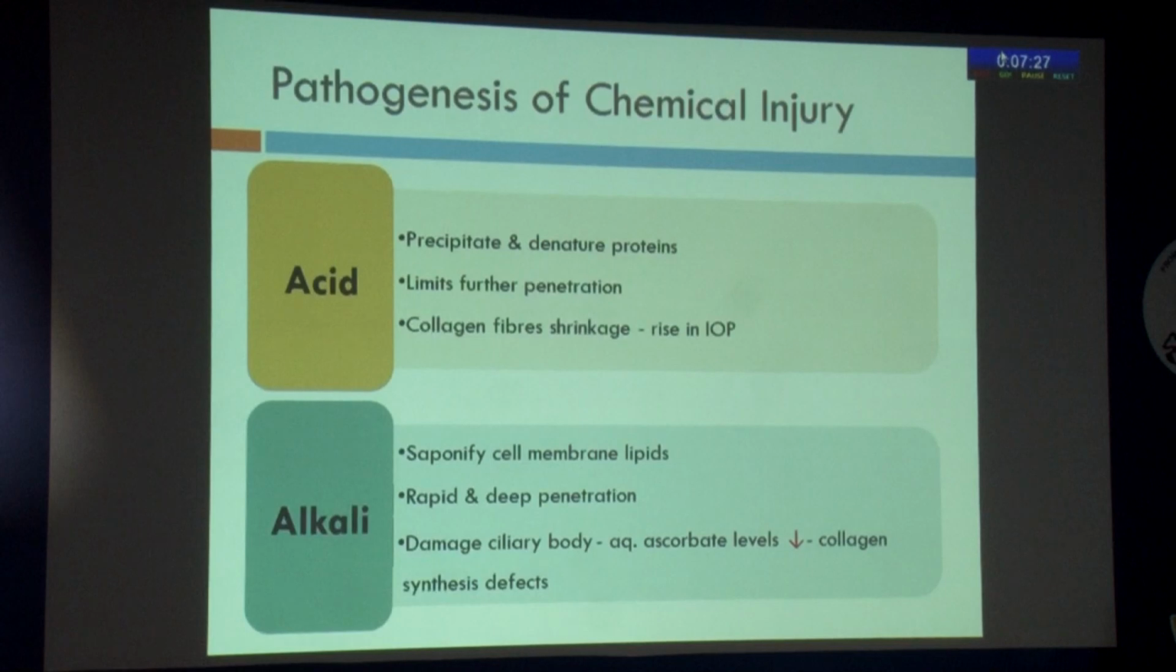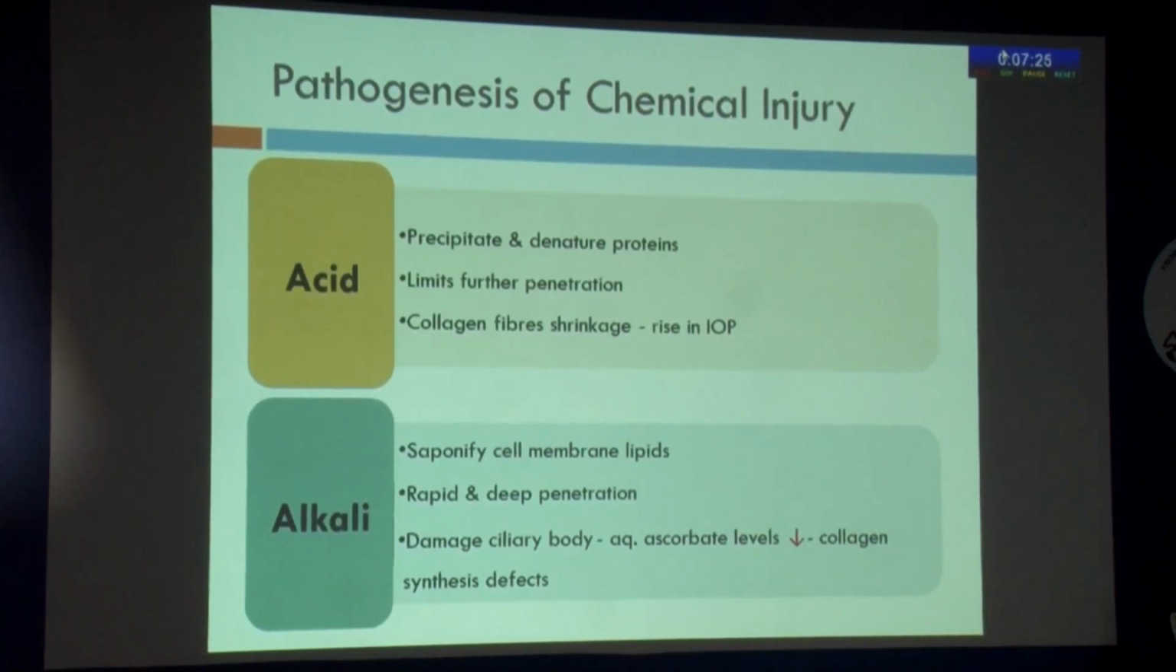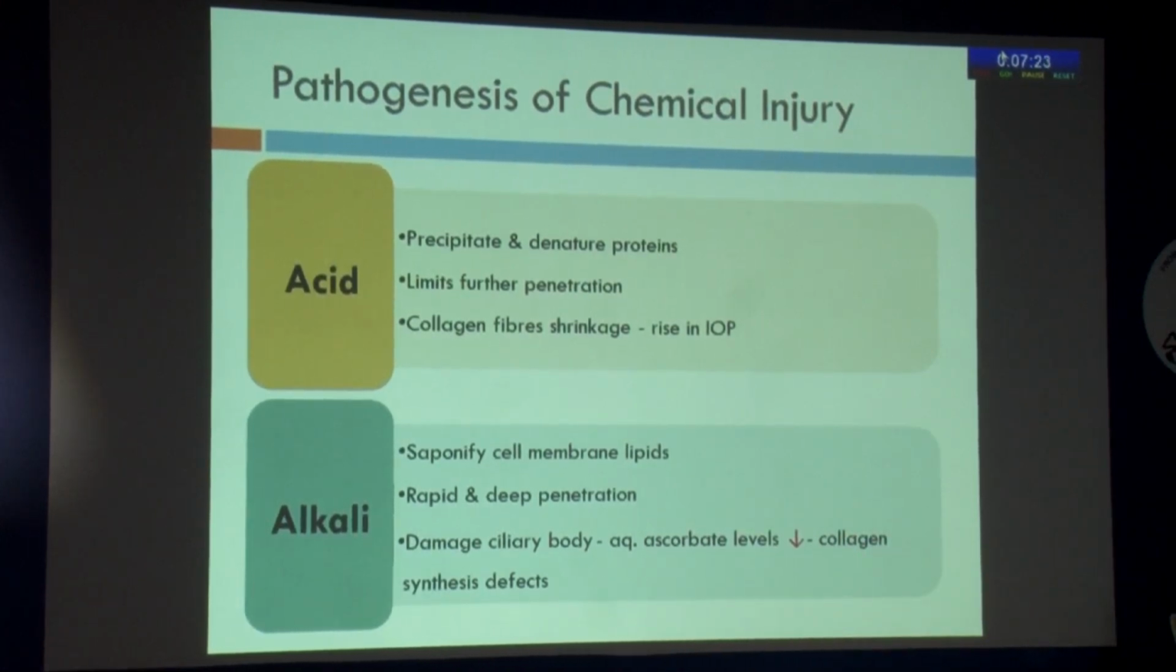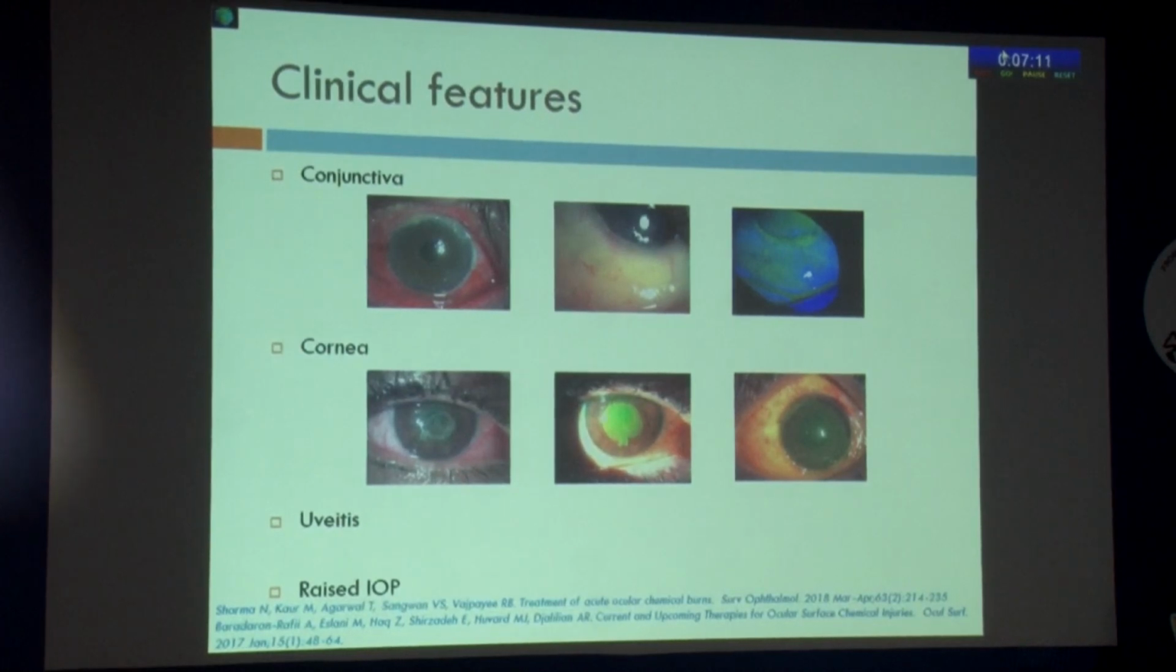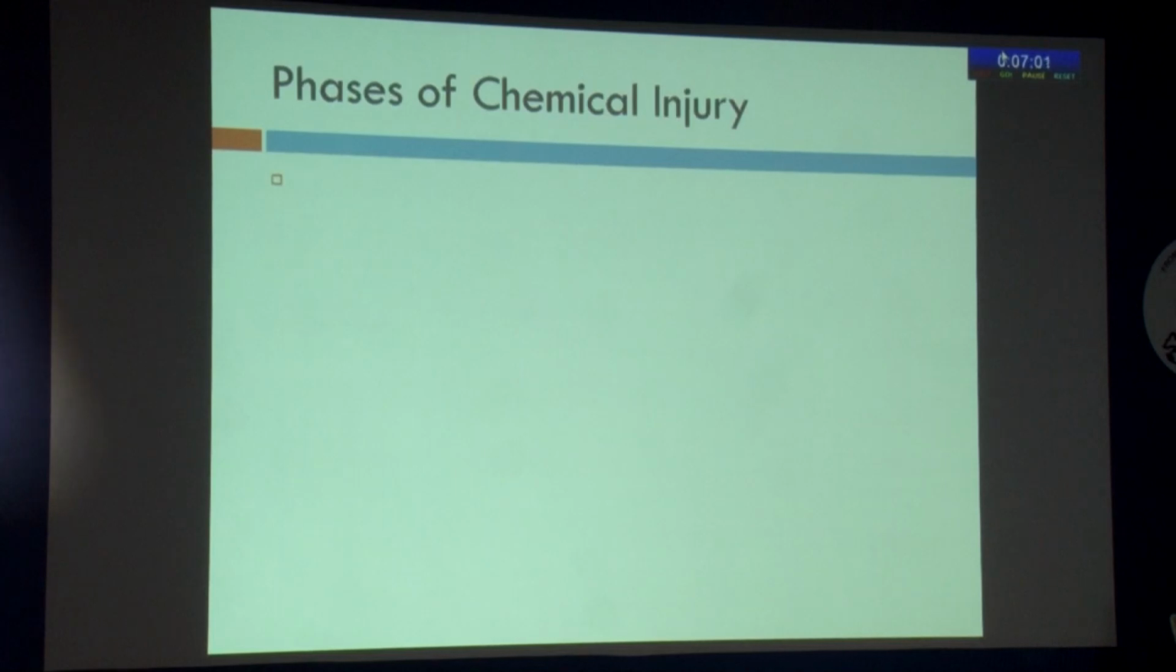We all know that acids coagulate the proteins, and this limits the penetration of the acid into deeper parts, while alkalis saponify the cell membrane lipids and lead to deeper penetration and hence cause more damage compared to acid injuries. The clinical presentation can be variable. In conjunctiva, you can have chemosis, congestion, blanching, epithelial defect. In cornea, you can have epithelial defect, melting, sloughing. Also, there can be uveitis, raised intraocular pressure.